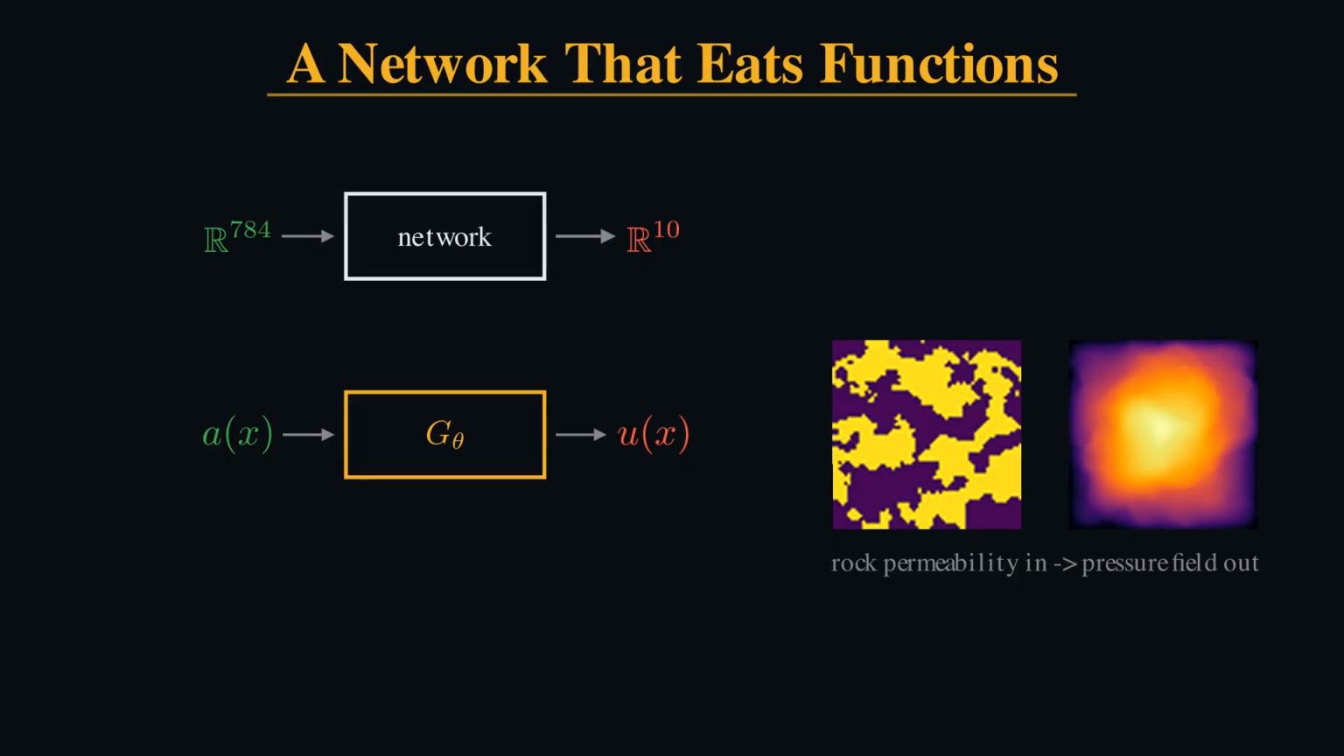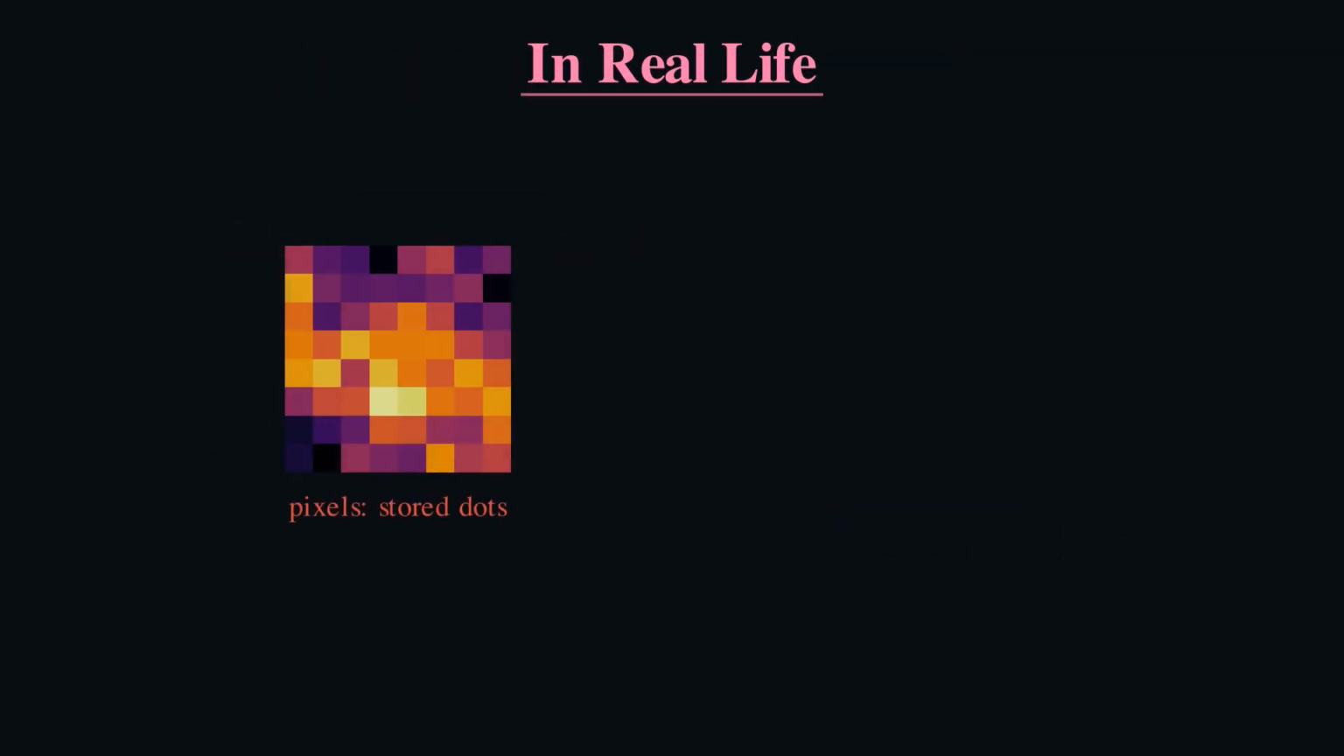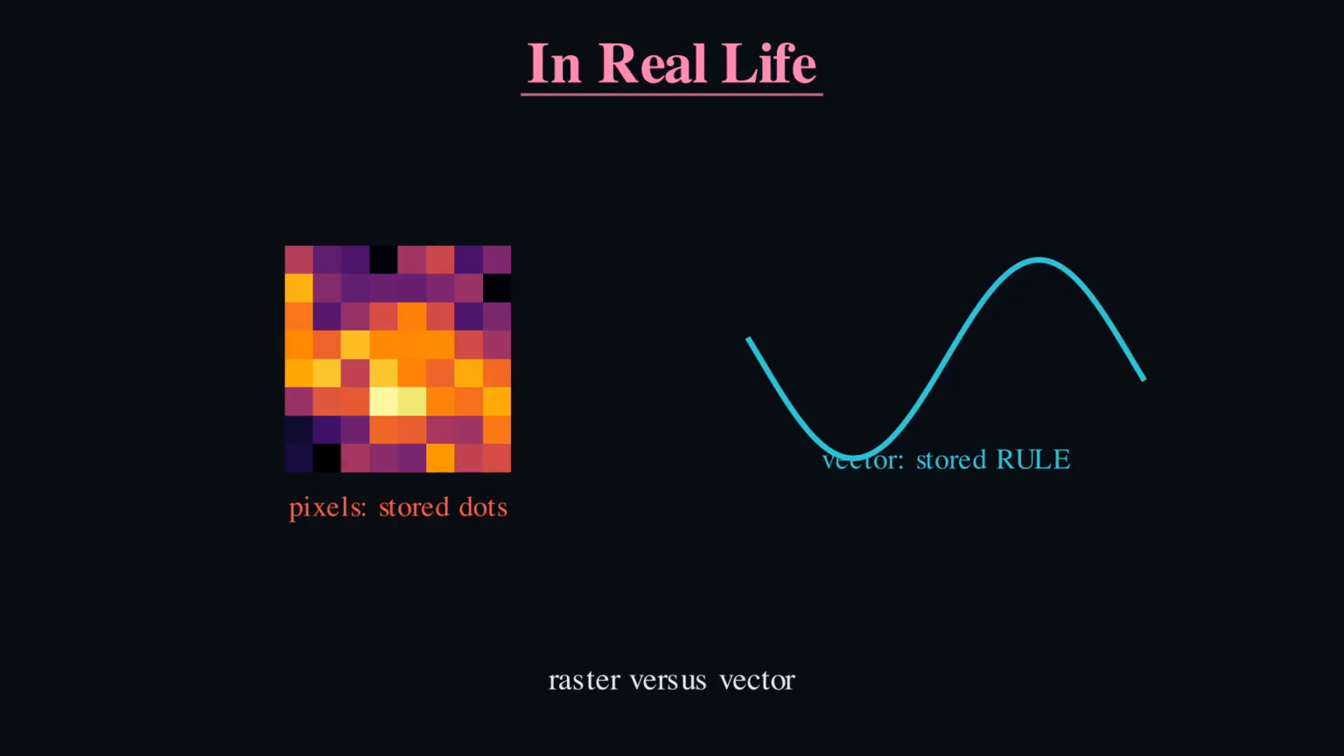And no, it does not memorize answers. It is tested on inputs it has never seen. Zoom into a photo, and it shatters into pixels because a photo stores dots. Zoom into a vector graphic, and it stays perfectly crisp because it stores the rule that draws the shape. An operator is the vector graphic of physics. It stores the rule, not the dots.